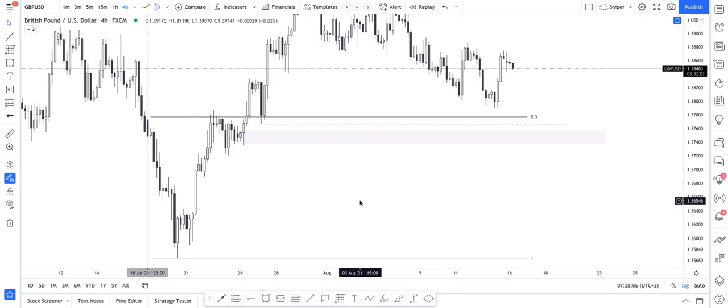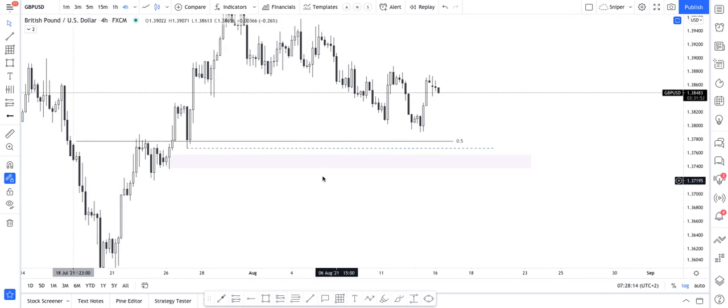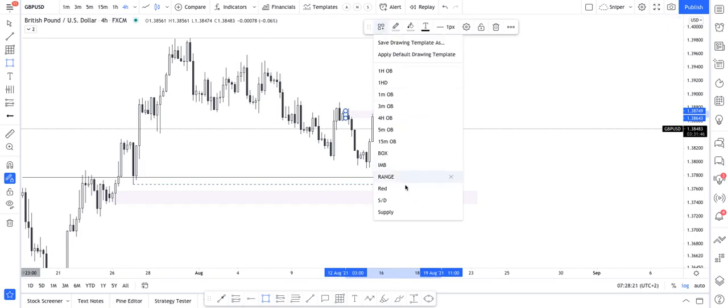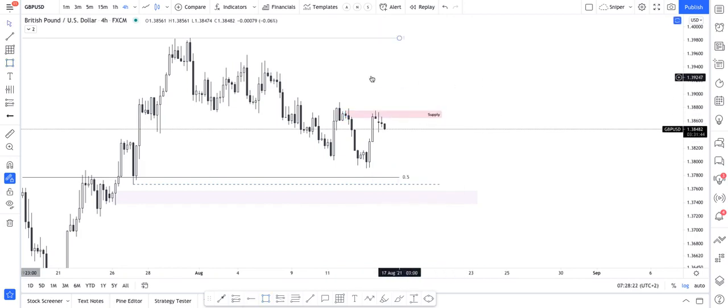Then we need to identify the liquidity points. Where are they, and where is price going or reaching for? Keeping in mind the weekly range as well. So on here we can see we have a 4-hour order block. We'll just call it supply. We have a 4-hour order block there. We reacted off of there.